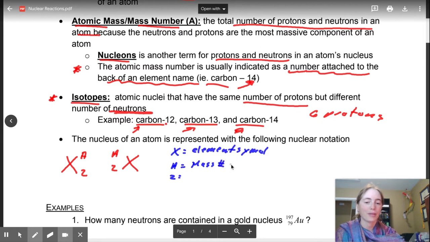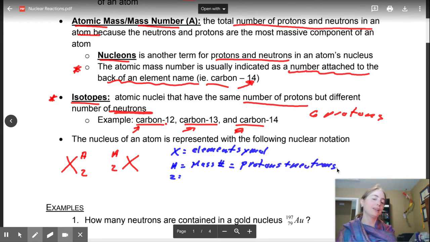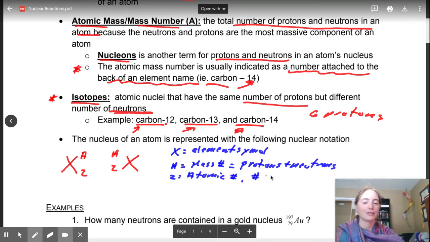So A is equal to our mass number, which is equal to protons plus neutrons. So remember, ladies and gentlemen, that electrons aren't counted in the mass number. The mass number is often used instead of kilograms, because that's not overly helpful. The mass number is representative of the sum of the protons and the neutrons, and electrons are negligible in the mass. So Z, ladies and gentlemen, that one is our atomic number, and that is the number of protons.